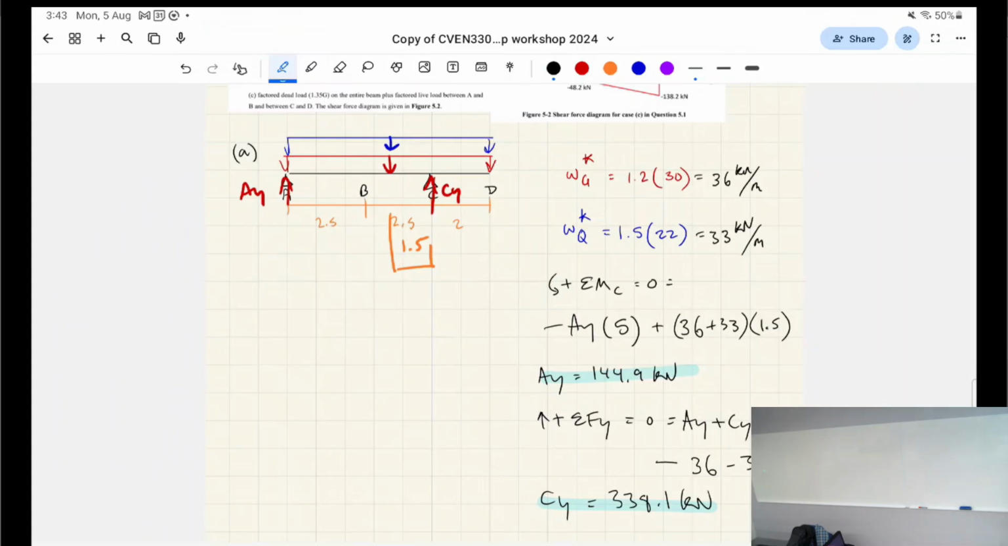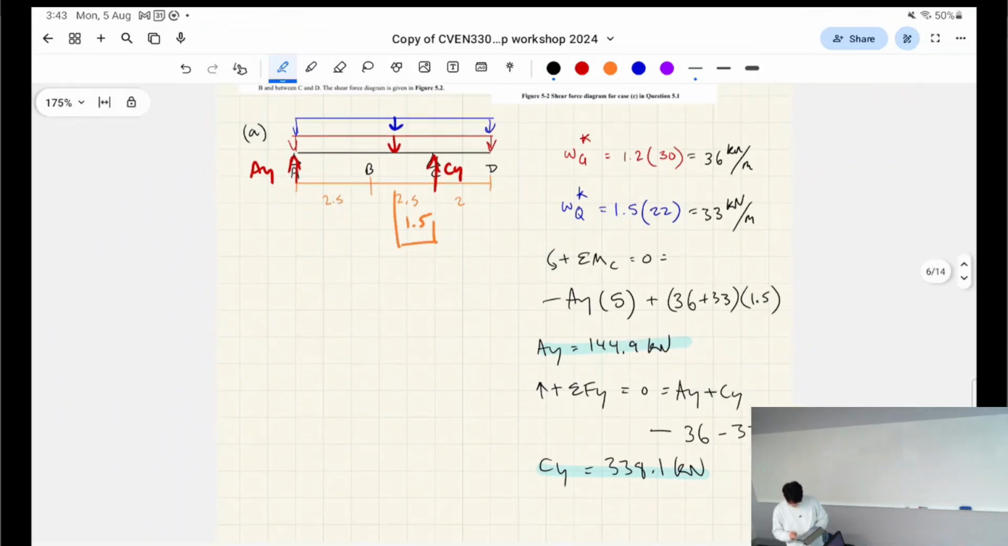It's going to be CY. So basically, imagine this much of the beam is being loaded on CY, but only this much of the beam is being loaded on AY. Do you know what I mean? So the majority of the beam is being carried by CY. Right? So it makes sense that these numbers are about these magnitudes, right?